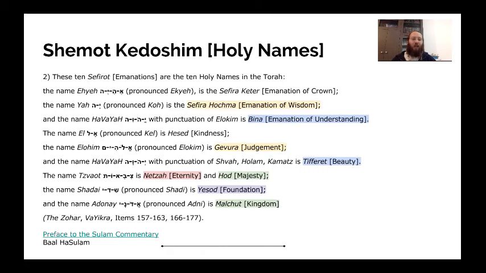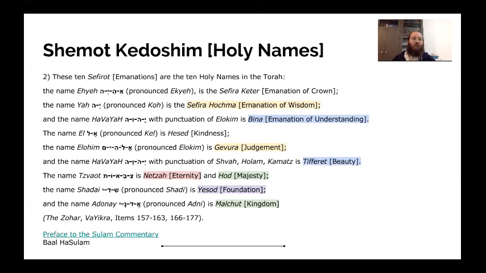The name El, pronounced Kel, is Chesed, kindness. The name Elohim, pronounced Elokim, is Gevurah, judgment. And the name Havaya, with punctuation of Shva, Cholam, and Kamatz, is Tiferet, beauty. The name Tzvaot is Netzach, eternity, and Hod, majesty. The name Shaddai, pronounced Shadi, is Yesod, foundation. And the name Adonai, pronounced Adni, is Malchut, kingdom.